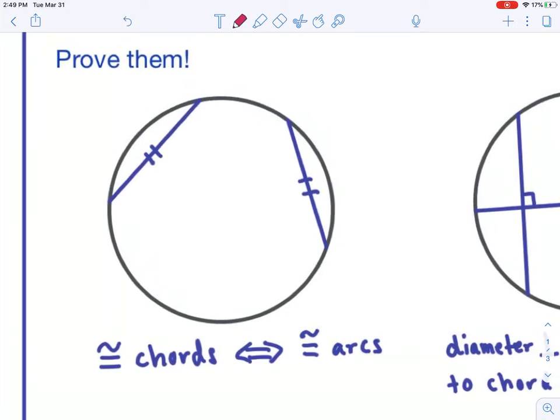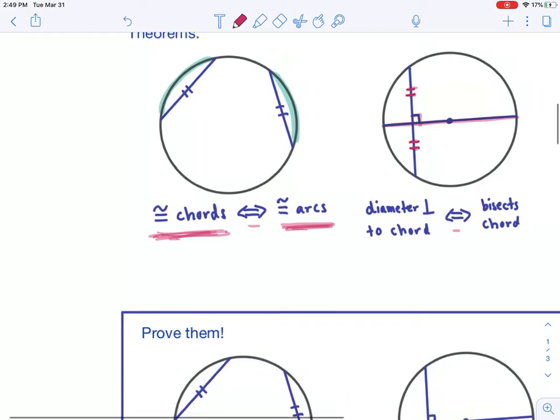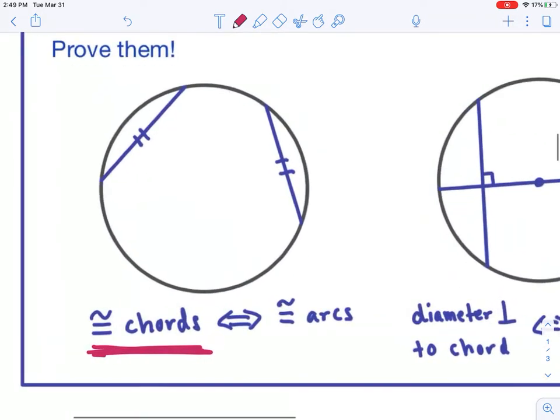It all comes back to triangles. So we're going to prove, let's assume that the chords are congruent. That's what I've got drawn in for you. Prove to me that the arcs are congruent. So prove to me that the mint green lines are congruent. Again, it's all about triangles, and it's all about drawing the radii. Draw the radii in smart places.